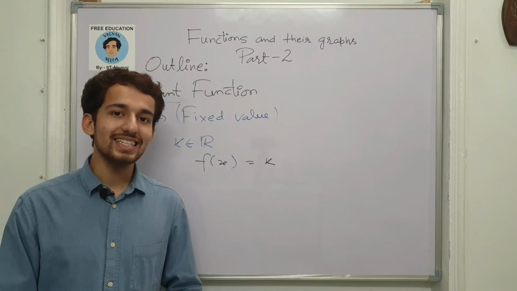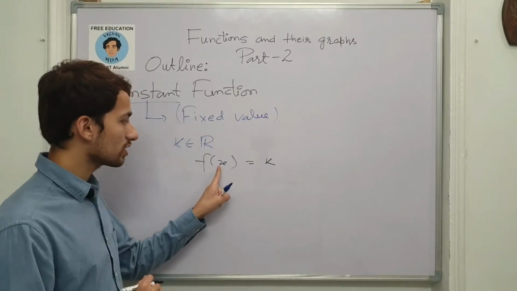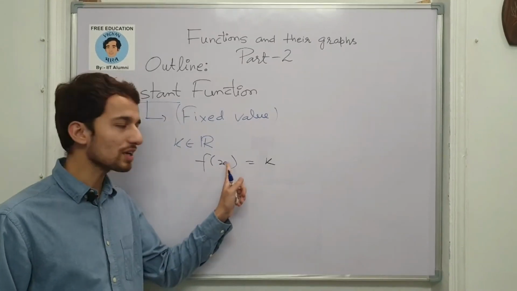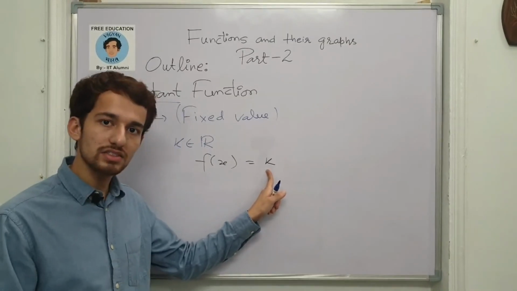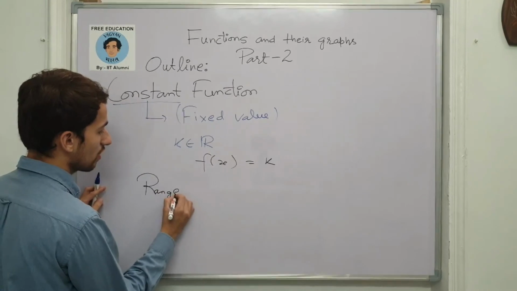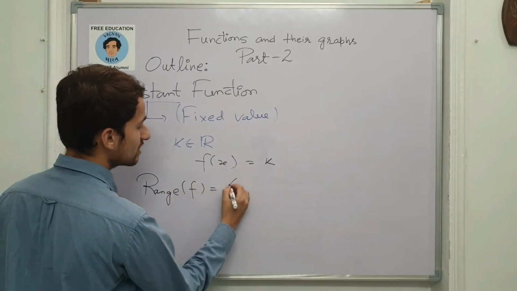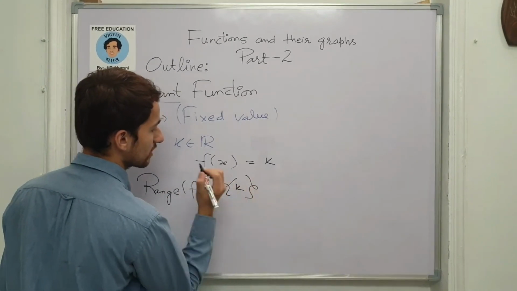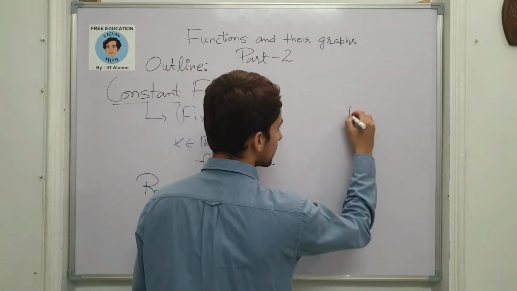I hope you got the answer. The answer is very simple. Corresponding to every value of the input you are getting just the value k, it is fixed. So the range set of this function f is this singleton {k}. So how does it look?